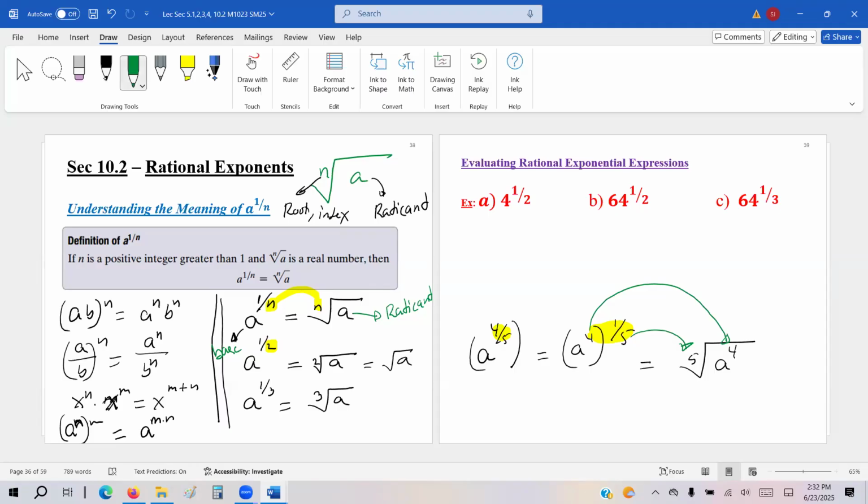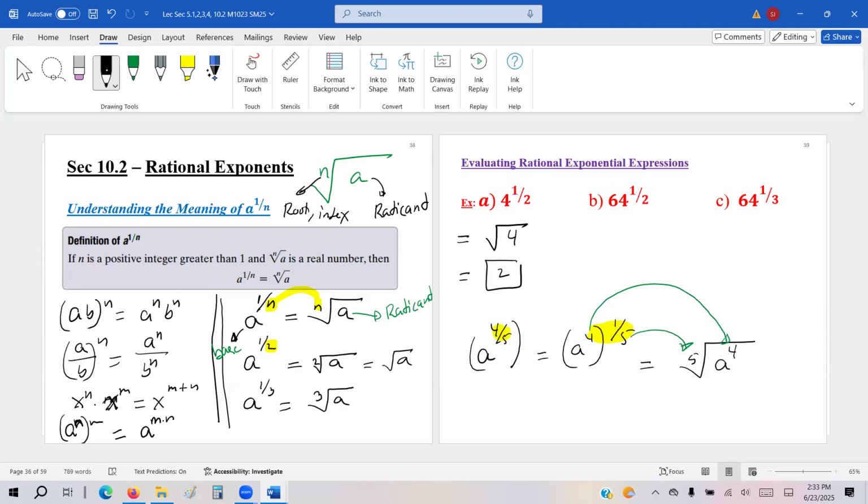Okay, so now let's do some examples. 4 to the 1/2 power. What does that mean? We have a 2 there, but this 2 is invisible because we never write it. So it's simply the square root of 4. And what is the square root of 4? 2.